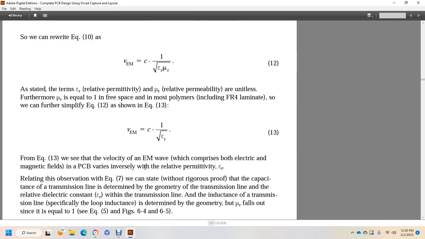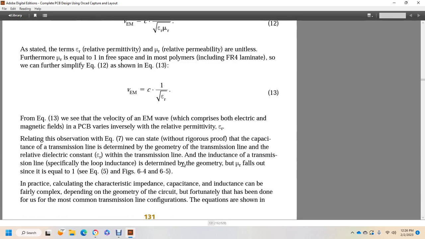From equation 13, we see the velocity of the electromagnetic wave, which is affected by both the electric and magnetic fields in the PCB, varies inversely with the square root of the relative permittivity. Looking at equation 7, we can state without rigorous proof that the capacitance of the transmission line is determined by the geometry of the transmission line and the relative dielectric constant within it, and likewise for the inductance of the transmission line. The loop inductance is determined by the geometry, and the relative permeability is equal to 1. See equation 5 and figures 6.4 and 6.5.